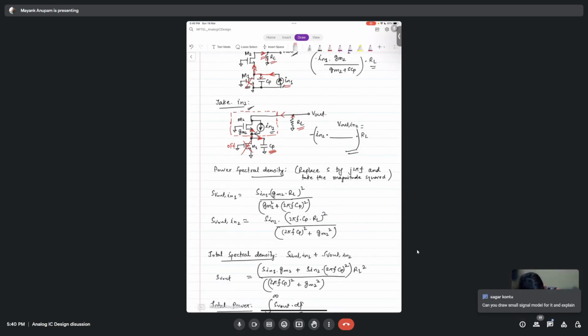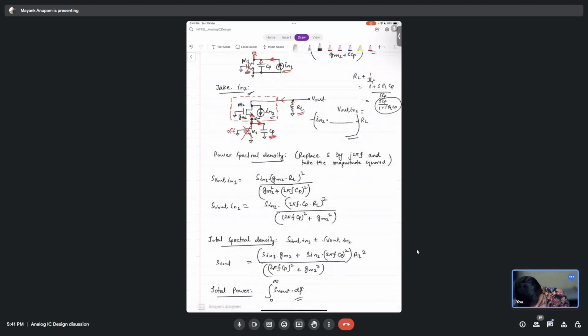So it will be RL and CP in series. So what will be the equation for that? It will be RL plus 1 over SCP, so it will become (1 plus S RL CP) divided by SCP, right? If you take its inverse, it will be SCP divided by 1 plus S RL CP. This is the one.